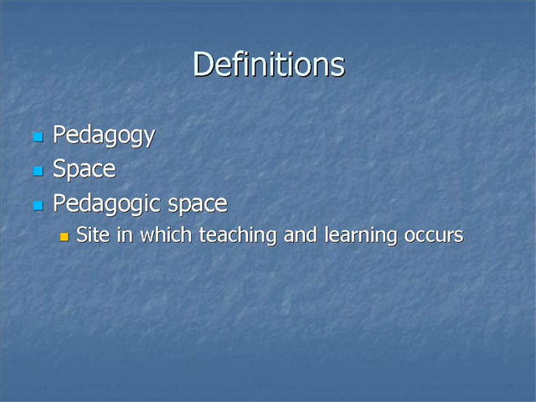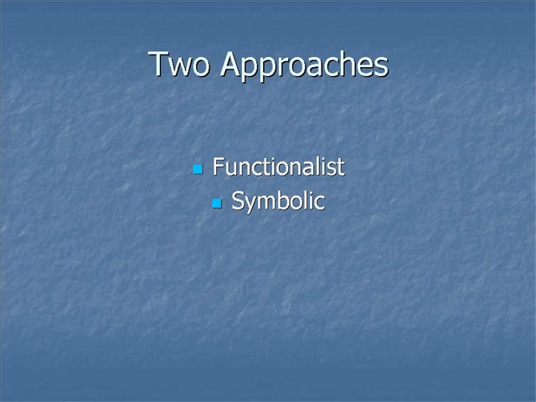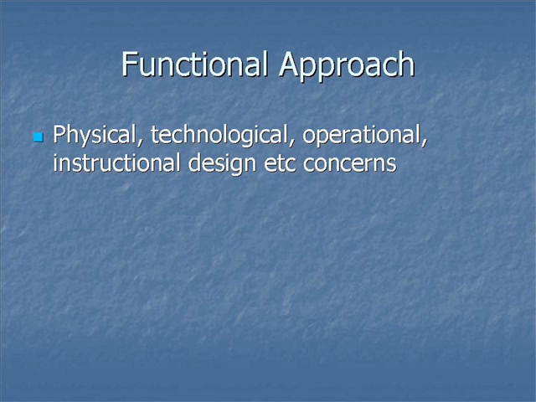As will be demonstrated, we need to be cognizant that the language of pedagogic space is not neutral. A survey of the literature on pedagogic space reveals two broad approaches to a consideration of pedagogic space. Firstly, a functionalist approach, and secondly, a symbolic approach. The functional approach to pedagogic space is concerned with matters of physical, technological, operational and instructional design.